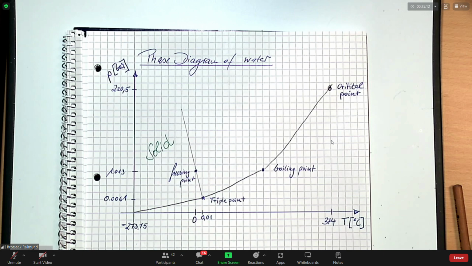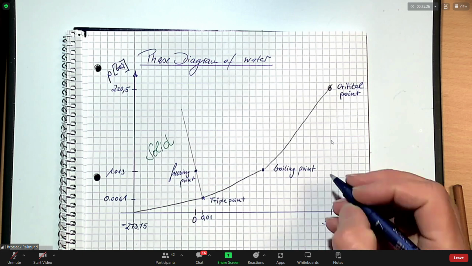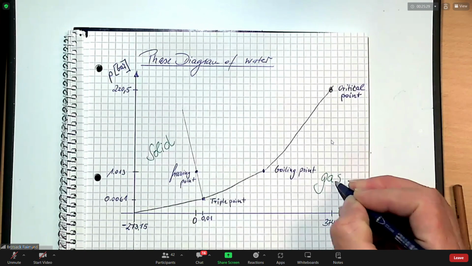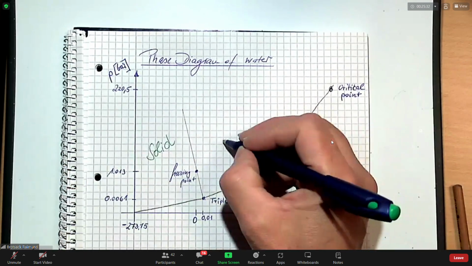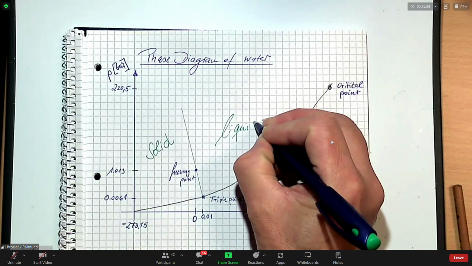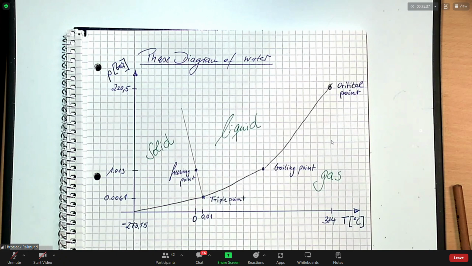If we have a higher pressure, you see the boiling point increases. When the pressure is higher, the boiling point increases. So here, this is gas. And here, it's a liquid. And this is, of course, the situation for water. Well, I think you know the transformation of liquid water into a gas.